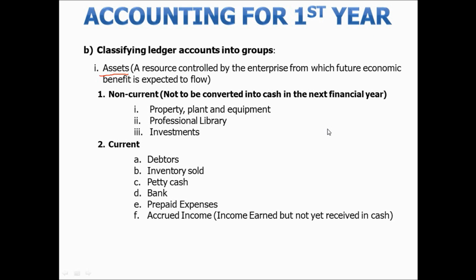to flow. There are two different types of assets: non-current assets and current assets. Current assets are assets which are expected to not be converted into cash in the next financial year. This includes property, plant and equipment and things like investments. Current assets would include things like debtors, inventory sold, petty cash, bank, prepaid expenses and accrued income, which is income that is earned but has not yet been received in cash.